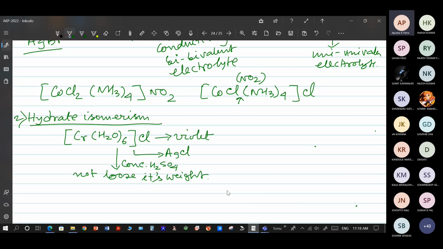So other examples: this is blue green in color. This one is Cr, Cl, and then you have 5 H2O molecules inside the coordination zone. Outside the coordination zone, you have the 2Cl2. There was a mistake, okay, so this was Cl3. So 2Cl2, and then one water molecule is outside the coordination zone.